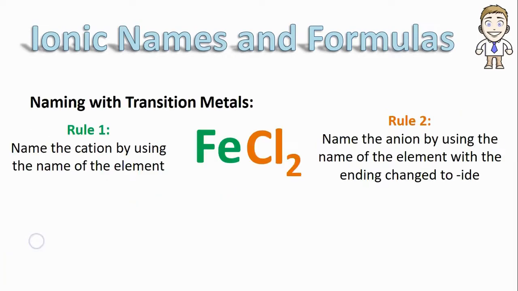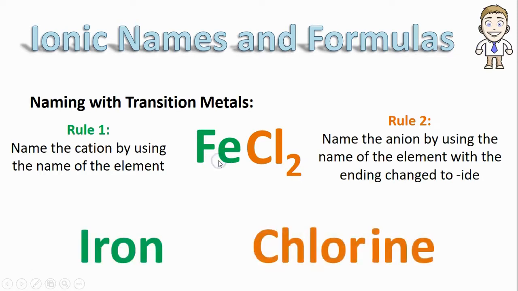So let's talk about naming. The good news is that the rules don't really change that much. If your metal is a transition metal like Fe, you still just start by calling it iron, and you still end by changing chlorine to chloride. This still is iron chloride. We just have to add in one extra component to rule 1.